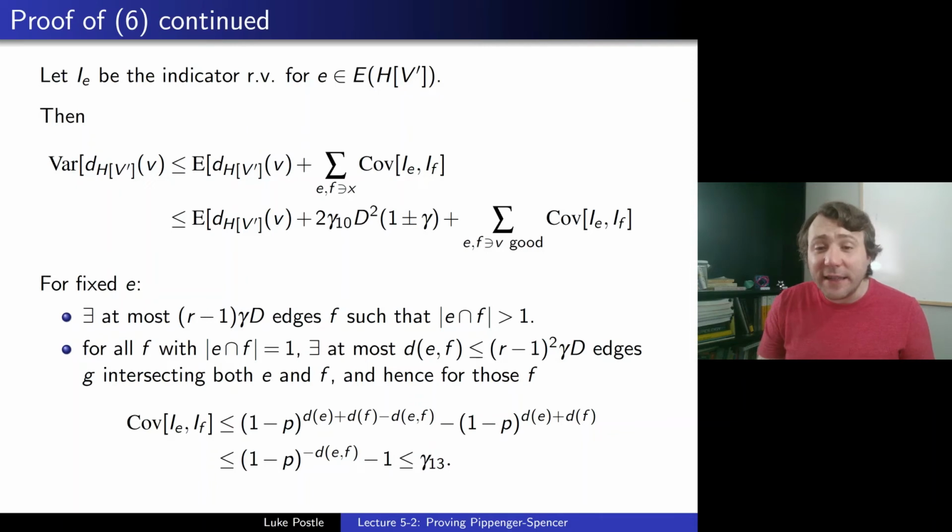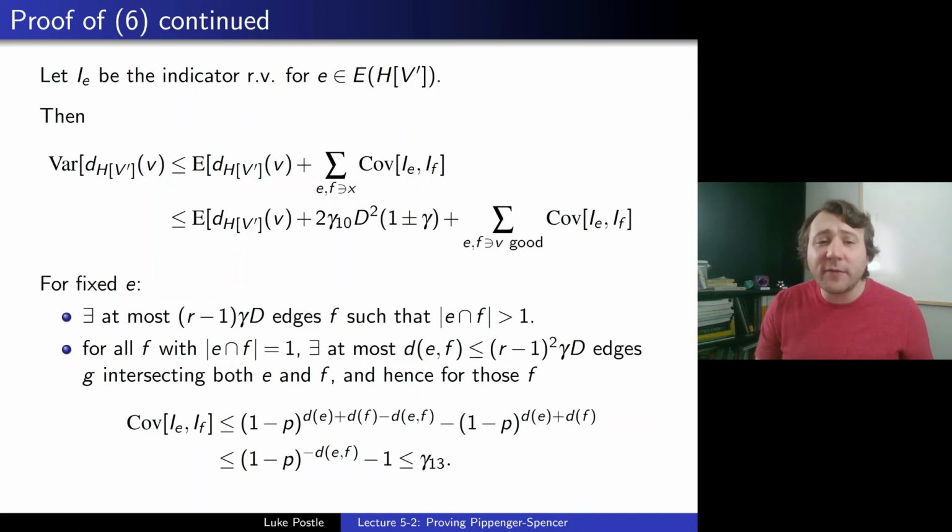So let's call that d_E(f). I'll think of degrees of edges as the number of edges they're in, and this is somehow the co-degree of the edges, and that's at most r minus 1 squared gamma d. They just can't have too many edges that intersect both E and F. So they also have somehow small co-degree, and in the same way as we did the covariances for the degrees of vertices, we can do the covariance for these edges also ending up in the uncovered subgraph. Why? Because for an edge to be uncovered, we need 1 minus p to the number of edges it's in, so it's kind of this degree of E, and the same for f, so you get d of E plus d of f in the second term.